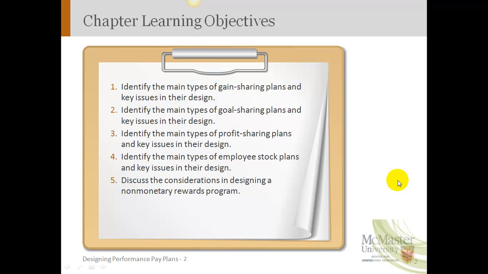In this video, we're going to identify some of the main types of gain sharing plans, as well as goal sharing and profit sharing plans, and employee stock plans. And we're going to consider some of the key issues, including the advantages and disadvantages of some of these plans. And we're also going to look at some considerations in designing some non-monetary reward plans.